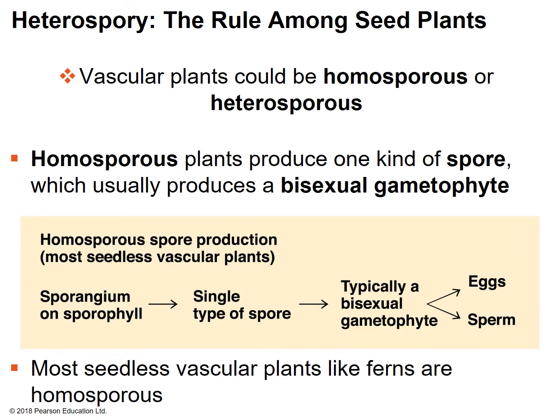The other adaptation is heterospory, which is the rule among seed plants. You know that vascular plants could be homosporous or heterosporous. Homosporous plants produce one kind of spore, which usually produces a bisexual gametophyte, like in ferns.